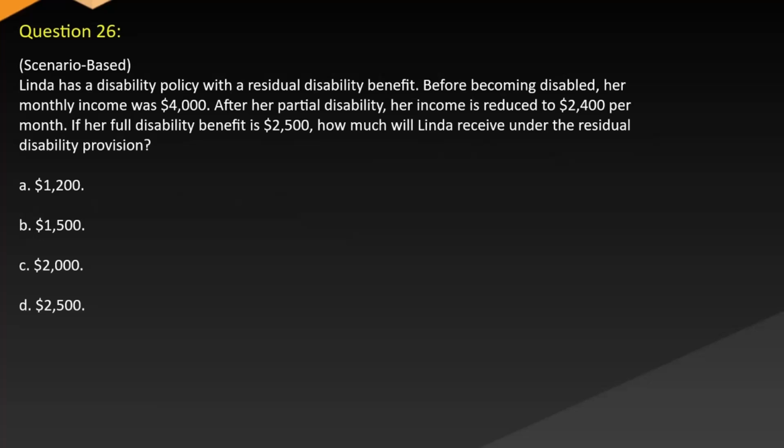Question 26. Scenario-based. Linda has a disability policy with a residual disability benefit. Before becoming disabled, her monthly income was $4,000. After her partial disability, her income is reduced to $2,400 per month. If her full disability benefit is $2,500, how much will Linda receive under the residual disability provision? A. $1,200. B. $1,500. C. $2,000. D. $2,500.